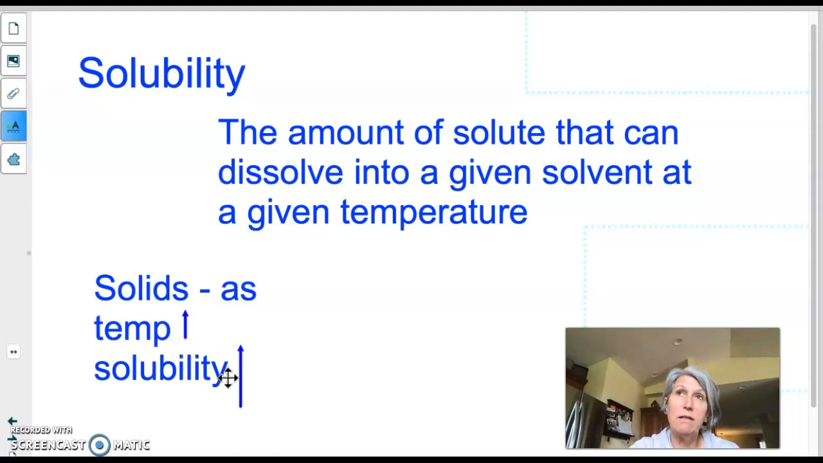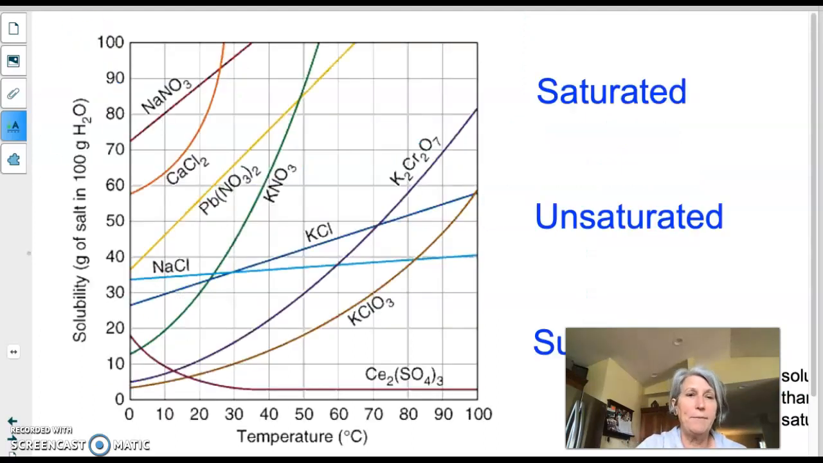There is really a kinetic molecular theory for that, which we'll talk about here at the end. How is it that it makes sense that as temperature is increasing, the solubility of that solute will also increase?